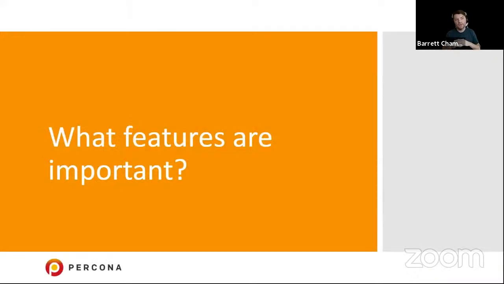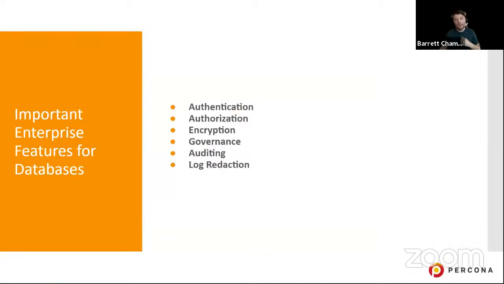So what features are important? There's a ton of different features and tools out on the marketplace, but a few always bubble up as most important to our user base, based on conversations that we have with current users and potential users, or people looking to get off of Enterprise. They let us know where we should be focusing our efforts. Most of the time this revolves around security. I've highlighted those as important: authentication, authorization, encryption, governance, auditing, and log redaction. We're going to step through each of these and talk about the features within Percona Server that can check these boxes for your organization internally.